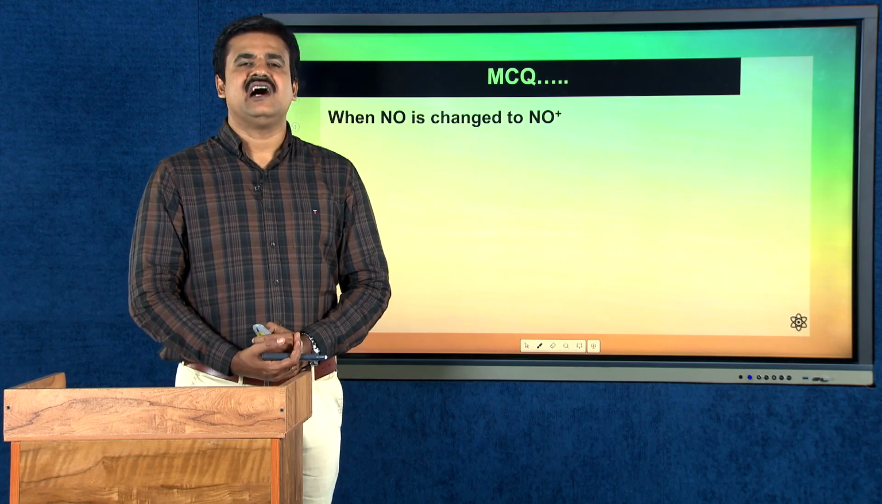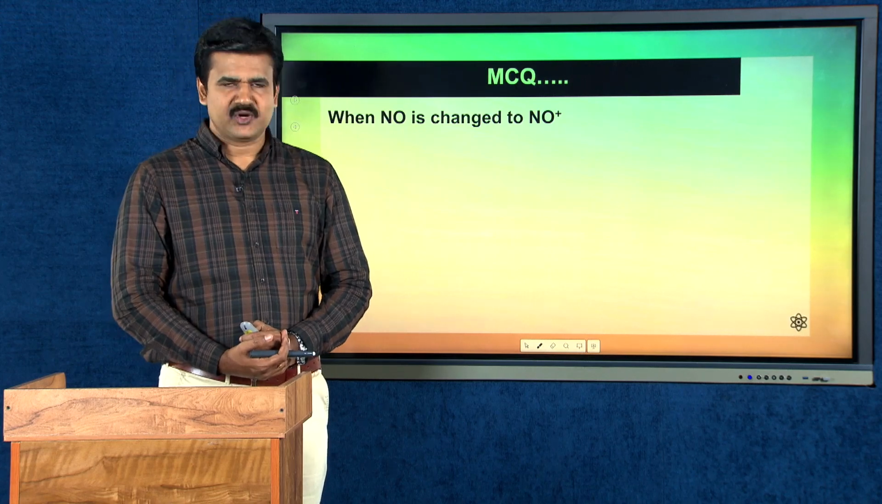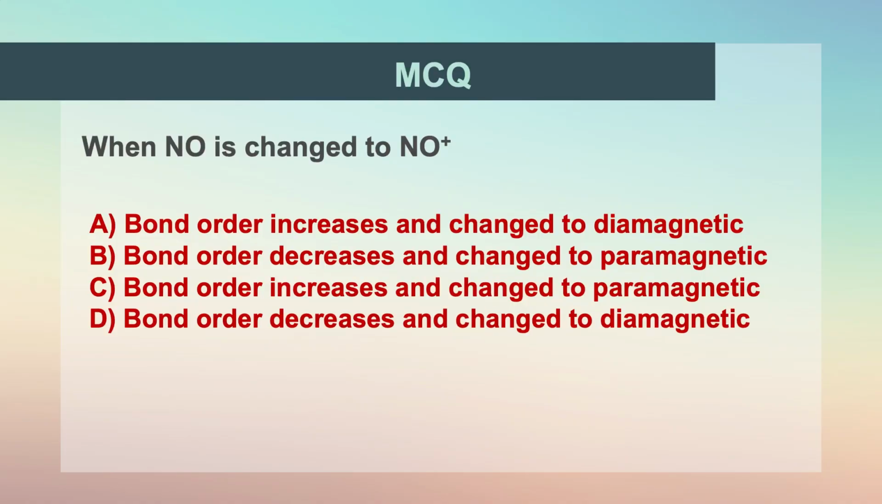This is the last multiple choice question of this module. When NO is changed to NO plus, these are the options. Option A, bond order increases and changed to diamagnetic. Option B, bond order decreases and changed to paramagnetic. Option C, bond order increases and changed to paramagnetic. And the last option is bond order decreases and changed to diamagnetic.